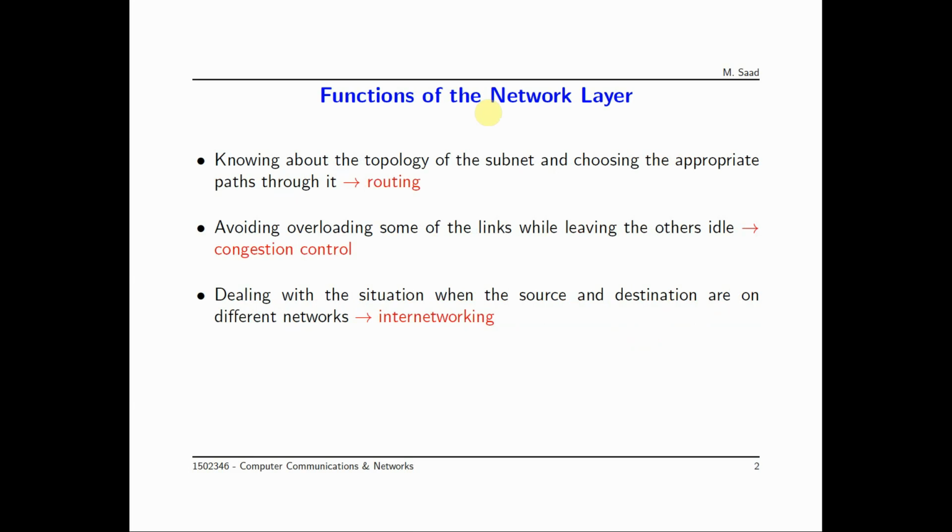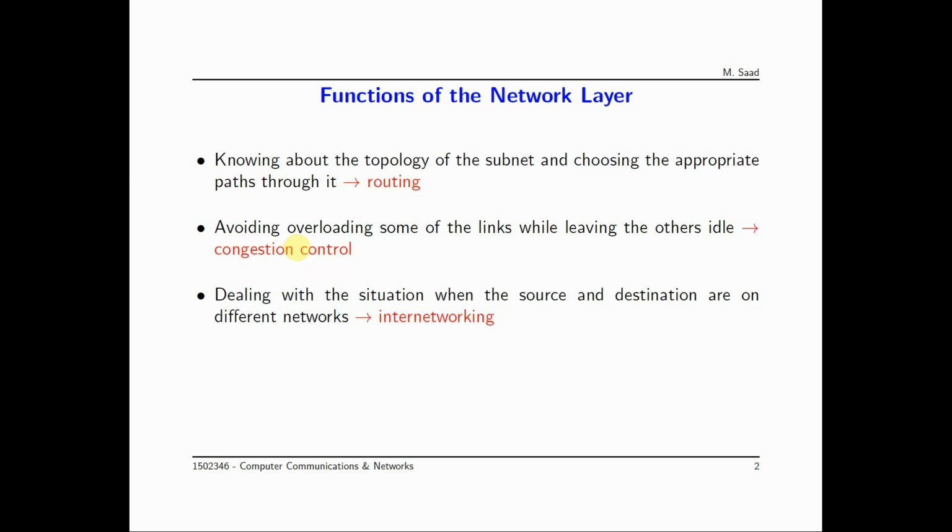Now, to summarize the different functions of the network layer, and this agrees with what we have said in the introduction, we say routing, congestion control, internetworking, in short. Let's elaborate a little bit more. Routing means the routers in the network will work together to understand the network topology and to find the best path from the source to the destination so that packets can follow this path, and this is what we call routing. Congestion control means avoiding congesting parts of the network.